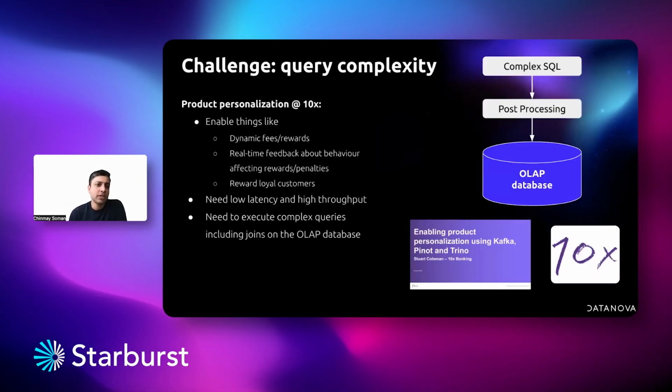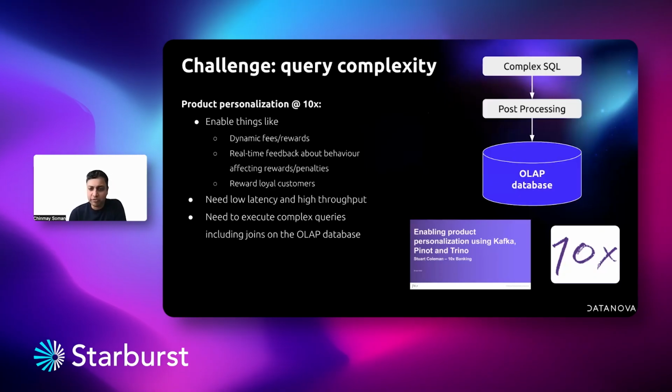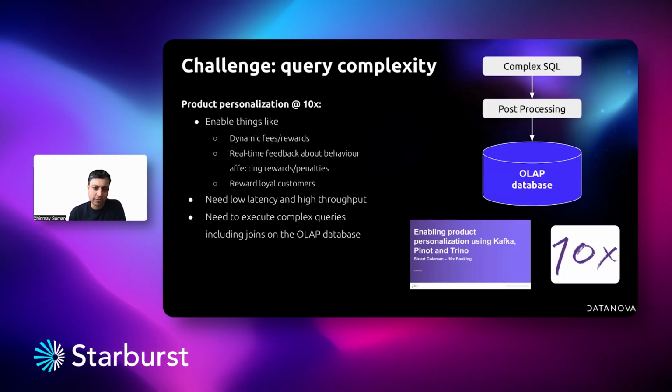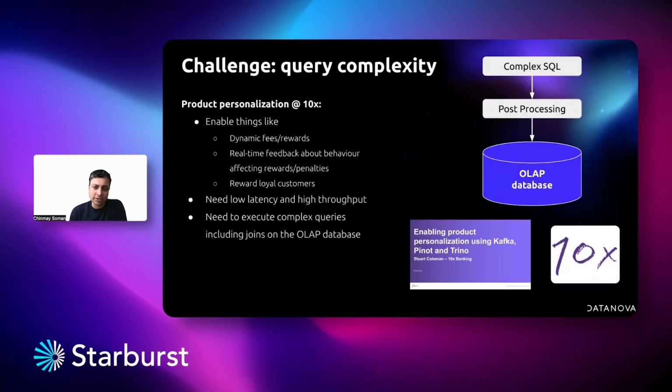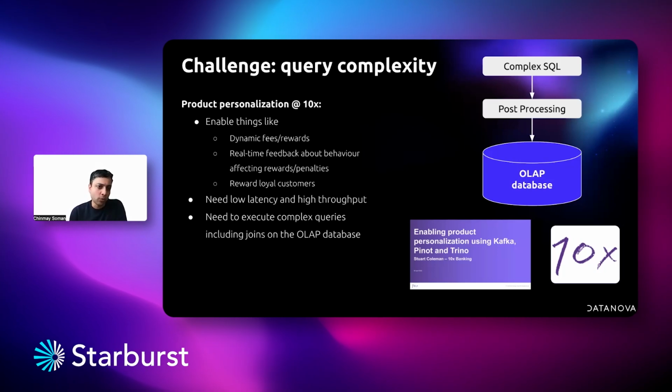This was one such use case in Tenex Banking, where they wanted to enable product personalization for their customers. So things like how do you do dynamic fees or rewards, or let the users know how their behavior is affecting the rewards or penalties, and then of course capture the loyal customers and reward them. Now, keep in mind, this is a user-facing analytical application, which translates to we need to execute high throughput analytical queries, and the query latency needs to be really low.